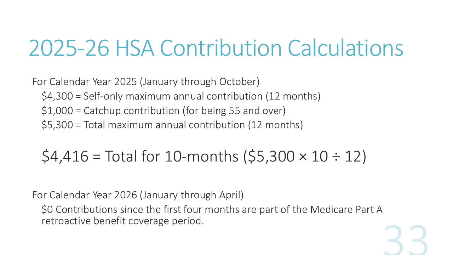But to get the 10-month amount, you multiply by 10, then divide by 12. So the maximum self-only HSA contribution limit for calendar year 2025 is $4,416. For calendar year 2026, there are 0 contributions, since the first 4 months are part of the Part A retroactive benefit coverage period.